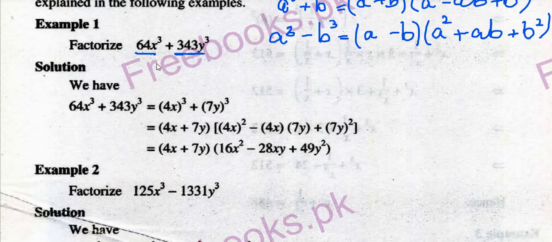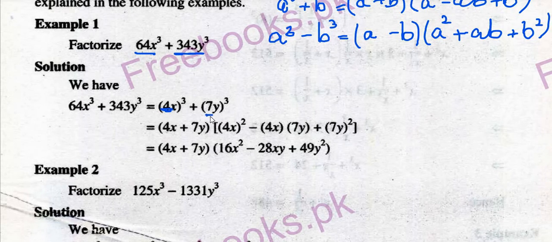Just use a formula. 64. Which number is the cube of 64? 4. You can write 64 as 4 cube and 343 as 7 cube. Now this is the a cube plus b cube formula. You can write a plus b, a square minus ab plus b square. Just simplify it, you will get the answer.